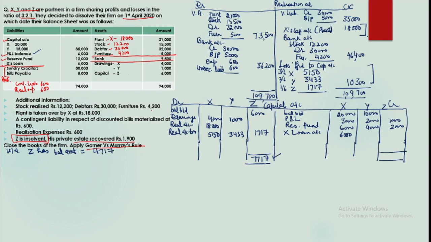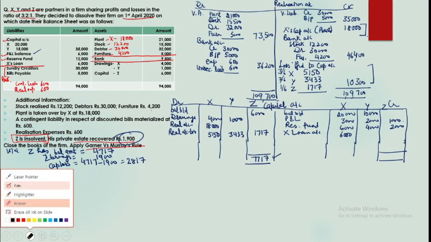This is the debit total and this is the credit total, 3,000. So his difference is 4,717, and technically if this amount comes here, he is to bring this much money, but he cannot bring it because we are given he can bring only 1,900. So Z brings in 1,900, which implies the capital loss arising on account of his insolvency is the amount that he cannot bring. That means 2,817. So this is his capital loss. So how will we adjust this loss? Now as per Garner versus Murray's ruling, this loss is to be borne by the remaining solvent partners.